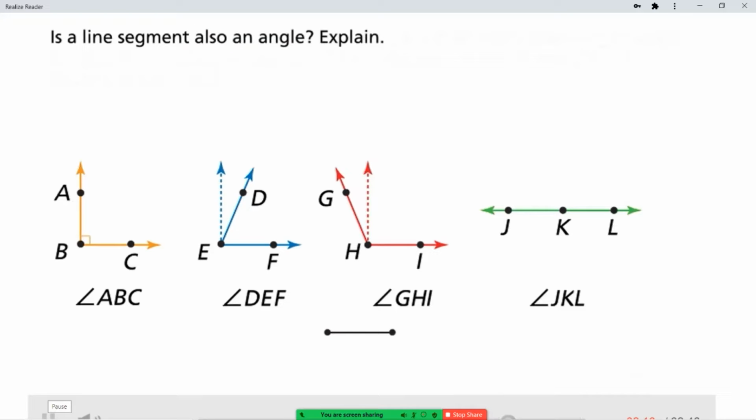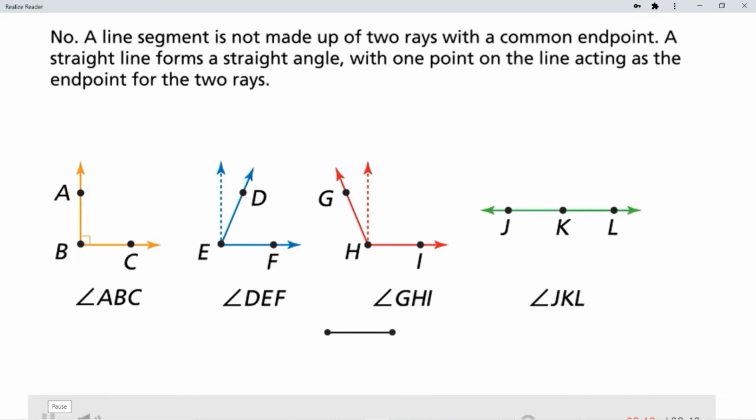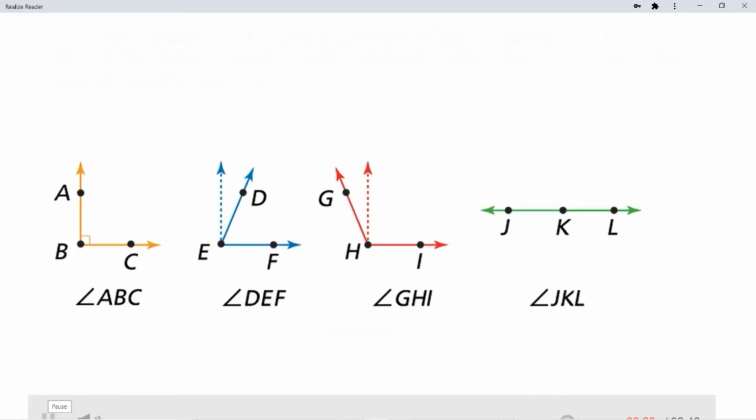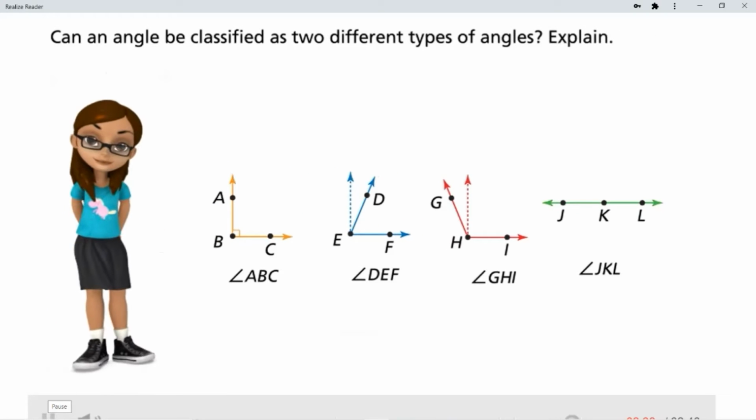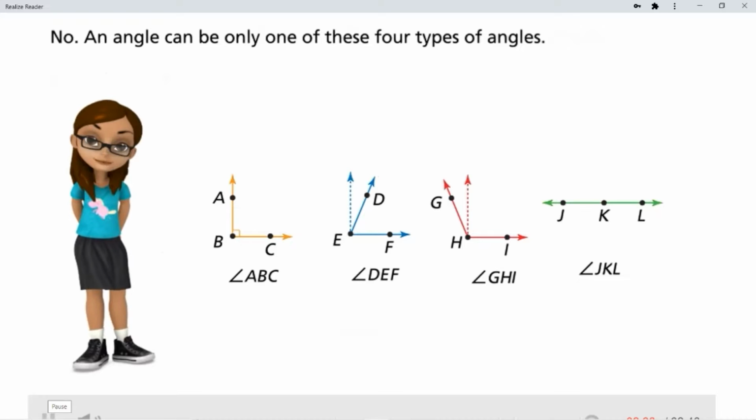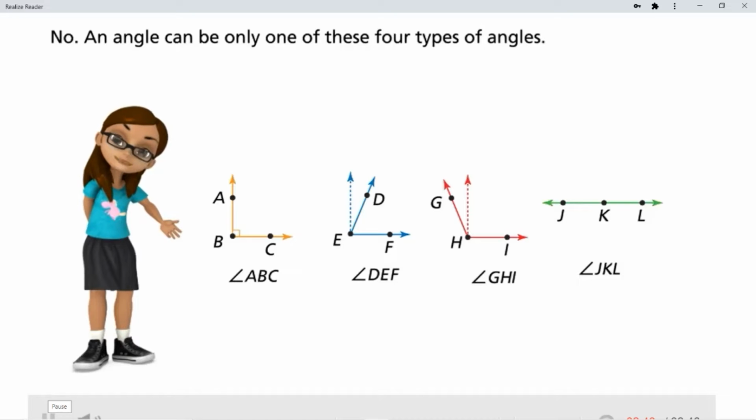Is a line segment also an angle? Explain. No. A line segment is not made up of 2 rays with a common endpoint. A straight line forms a straight angle, with one point of the line acting as the endpoint for the 2 rays. Can an angle be classified as 2 different types of angles? Explain. No, an angle can be only one of these 4 types of angles. Now you know some common geometric terms.